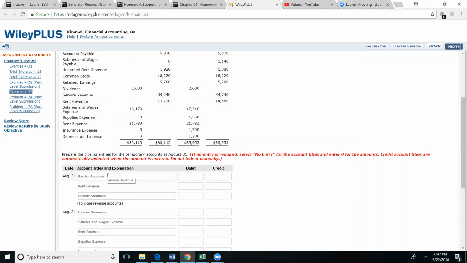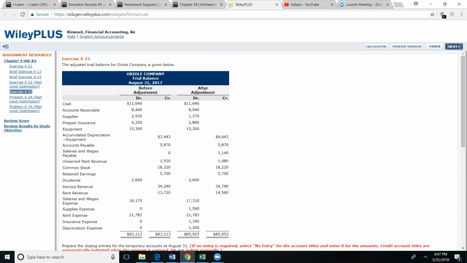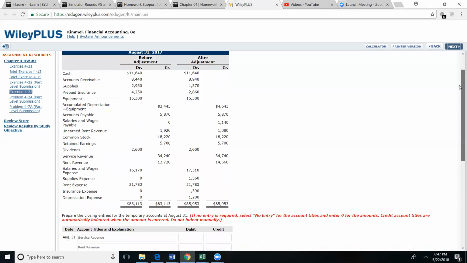Okay, so the service revenue is $34,740. Now remember, this is after our adjustments that we did. So we need to make sure that this side is the before adjustments and this side is the after adjustments. We need to make sure we pull the numbers from the after adjustment side of this trial balance sheet.